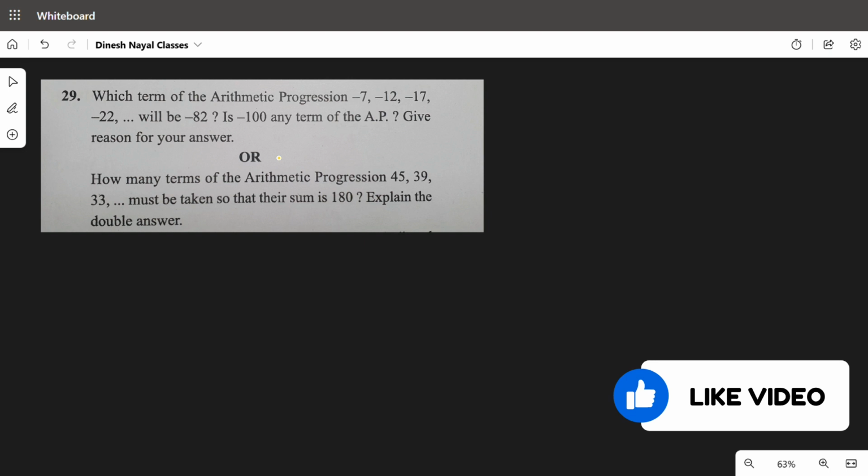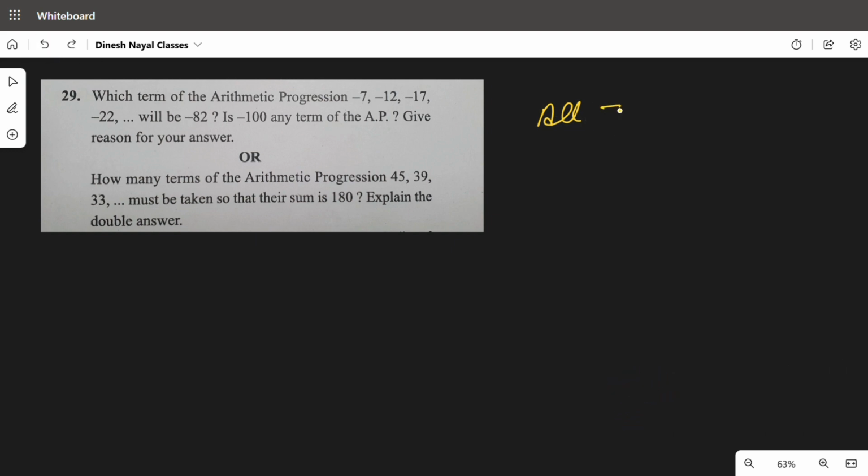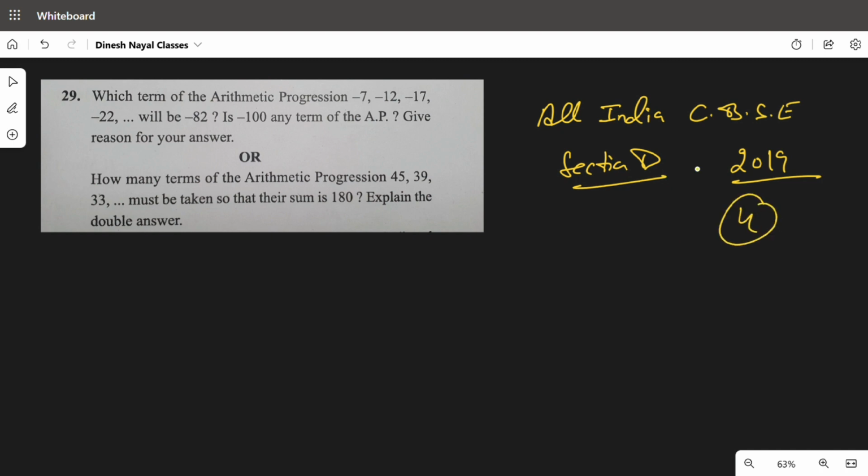So this is question 29, and this is from All India CBSE board. This was from All India. The year was 2019, and it was from section D actually. Section D, and this is a 4-marker question. Again, it has 2 parts actually, but we are going to solve both of them.